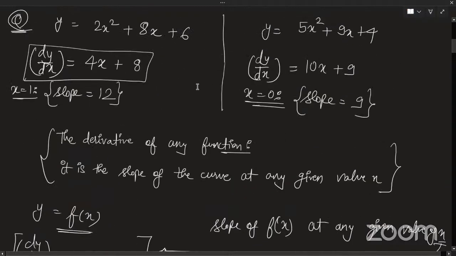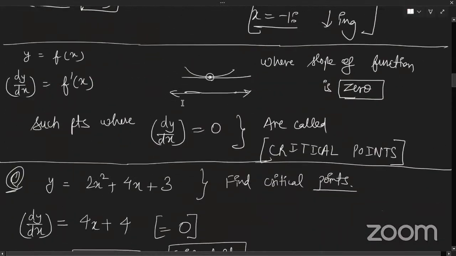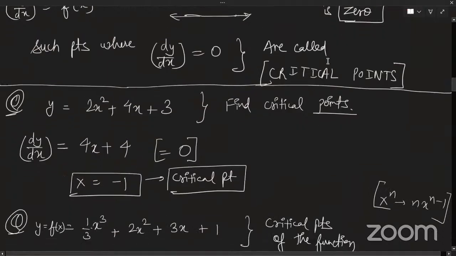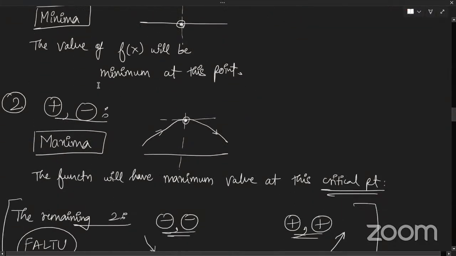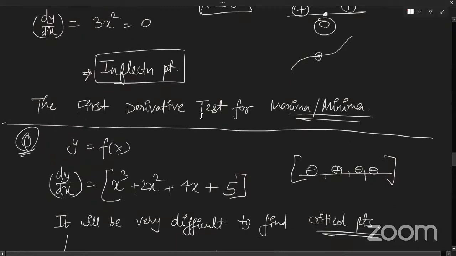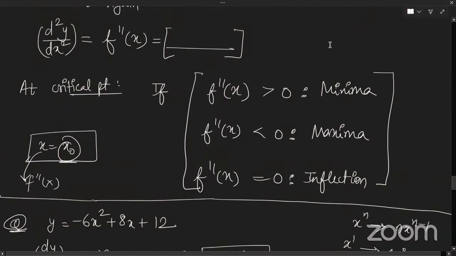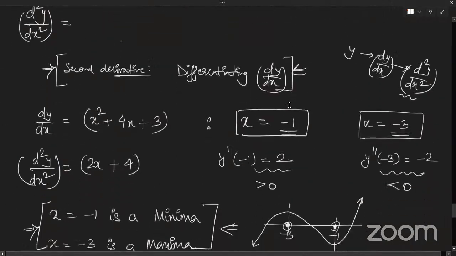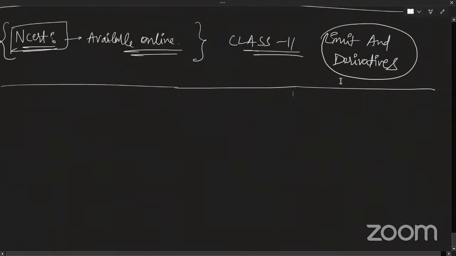So first I taught you what this slope means. If slope is positive, it means the function is increasing. If it is negative, it means it is decreasing. At the point where dy by dx is 0, it is called a critical point. Then we found out the 4 types of critical points: plus plus, plus minus, minus plus, and minus minus. Minima, maxima, and useless points, points of inflection. Then we used the second derivative test. It says that you first calculate the critical points, then you find its minima, maxima, inflection. So that's it, and we have completed that topic of class 11.